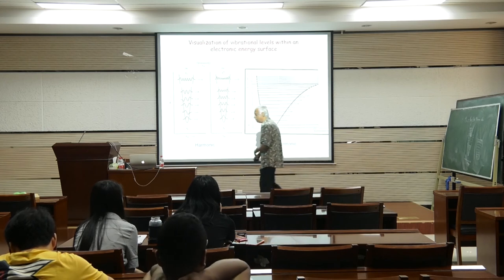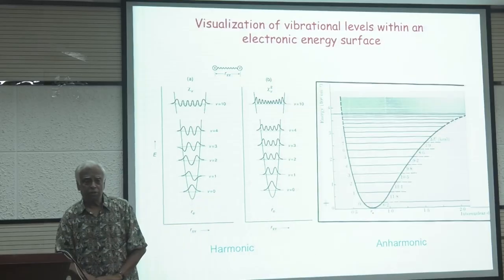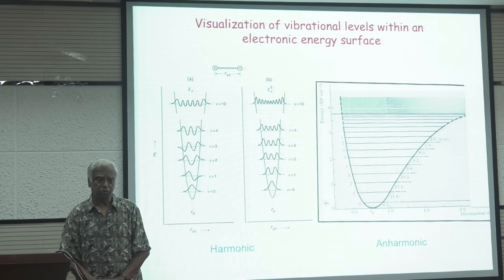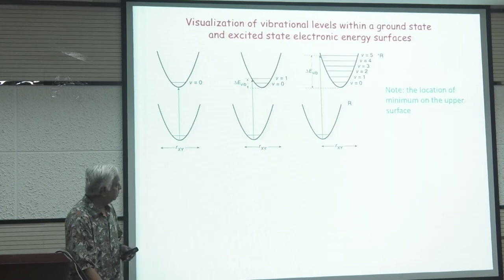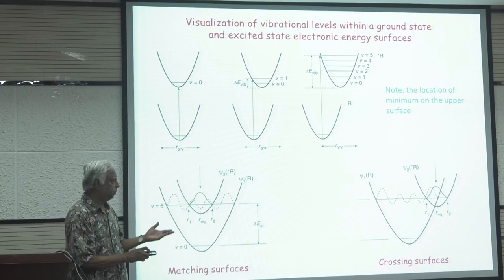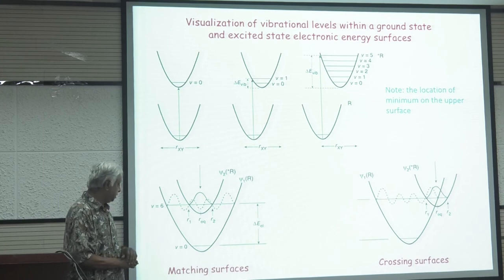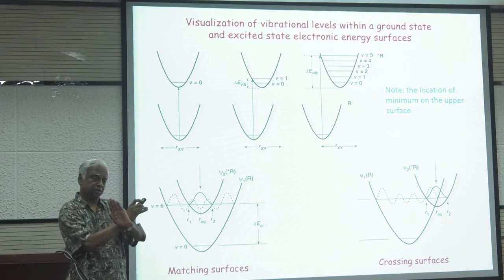So this one is the most important conclusion out of all this stuff. This is the basis of Kasha's rule. I don't know whether you remember Kasha's rule. You can see here, when the surfaces are like this or like that. These are called matching, and this is called crossing. That is, the two surfaces cross each other.